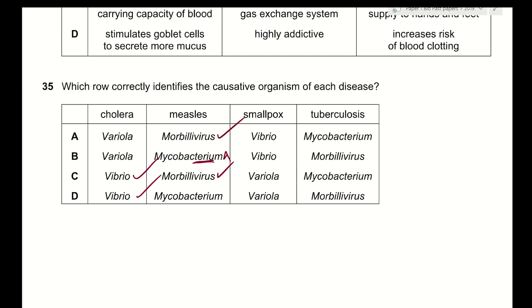And this is correct for smallpox. Smallpox is actually caused by variola. And for tuberculosis, it is caused by Mycobacterium tuberculosis, as we just mentioned here. Therefore, the correct answer must be C.